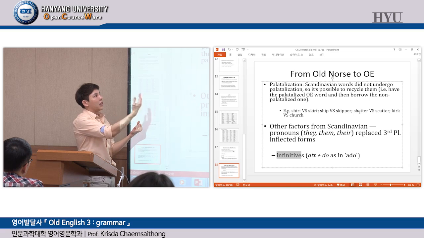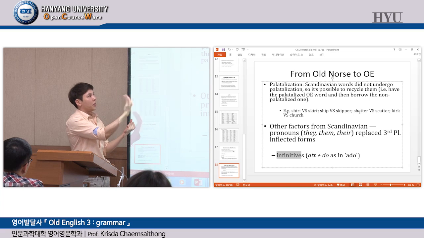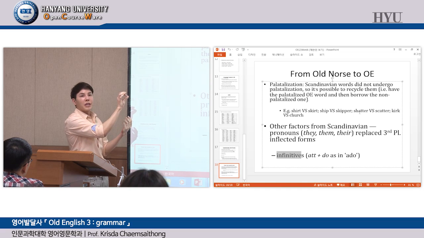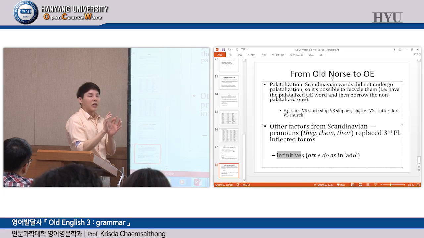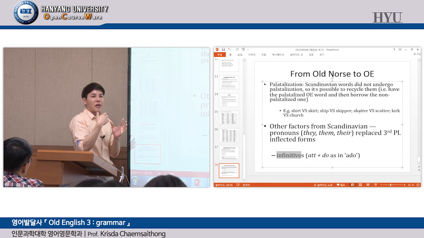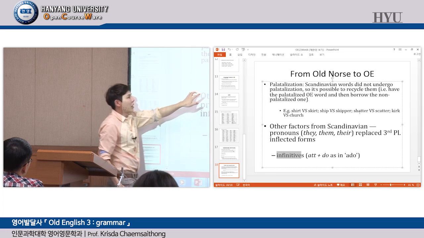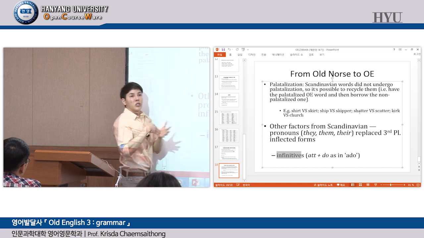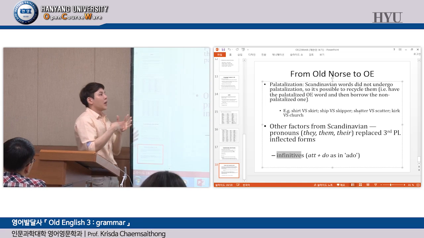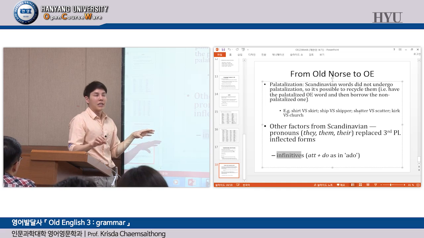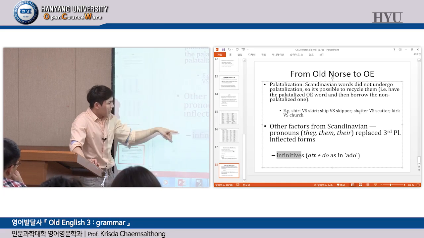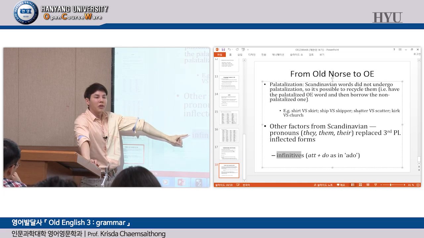And then when the Viking people came, the Old Norse speaking people came, we borrowed it again, but that word did not undergo the palatalization, right? So that's why we have two words which used to mean the same. But because we borrowed two words at different times, we use them in different contexts like that. So we call them doublets.